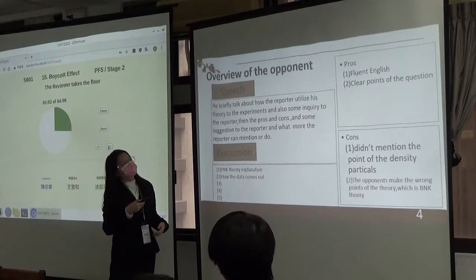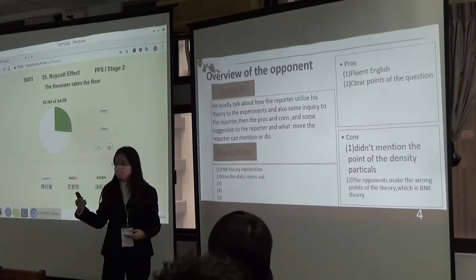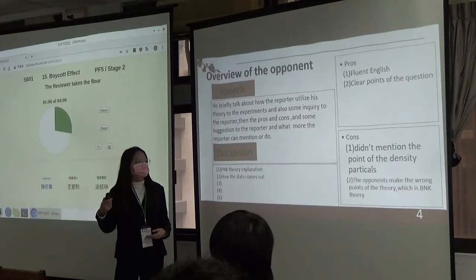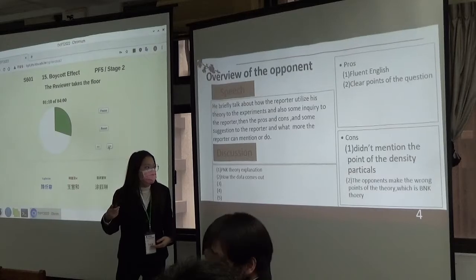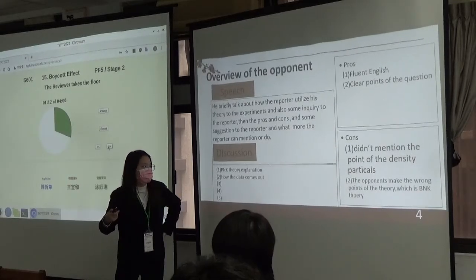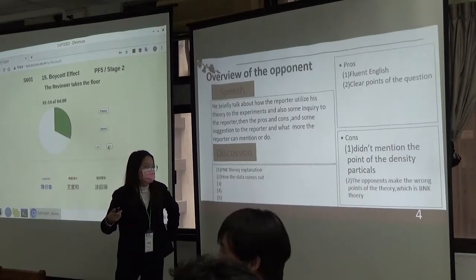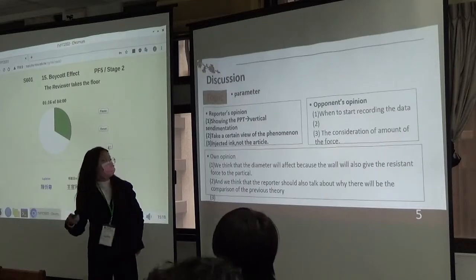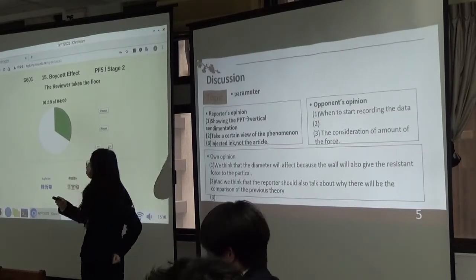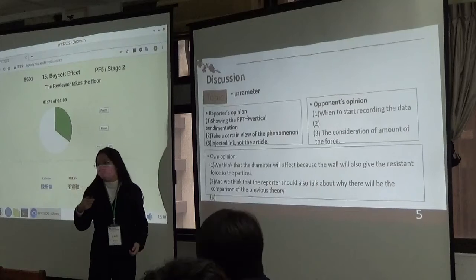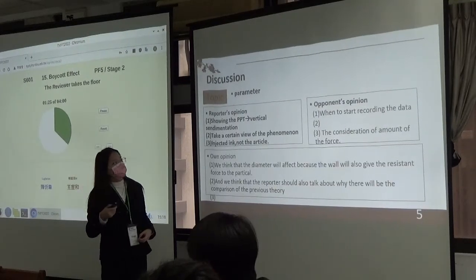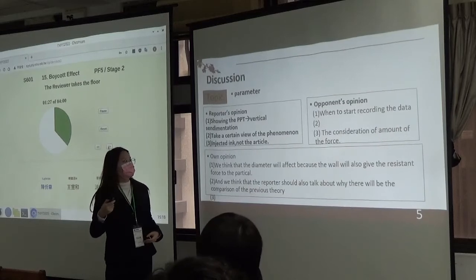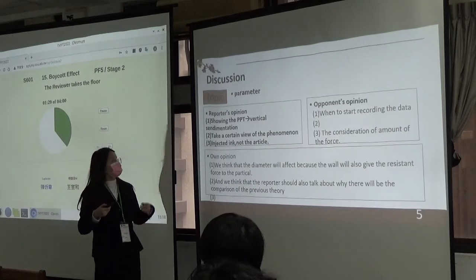And for the pros, fluent English and clear points of the question, but for the cons, he didn't mention the point of the density of particles, and the opponent made wrong points on the theory, which is PMK theory. And for the discussion, they discussed parameters. First, the opponent asks when to start recording the data, and the reporter gave his opinion.